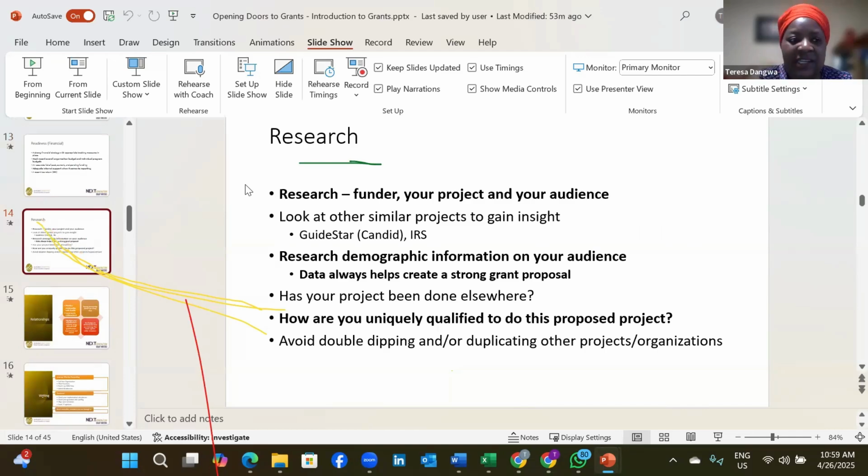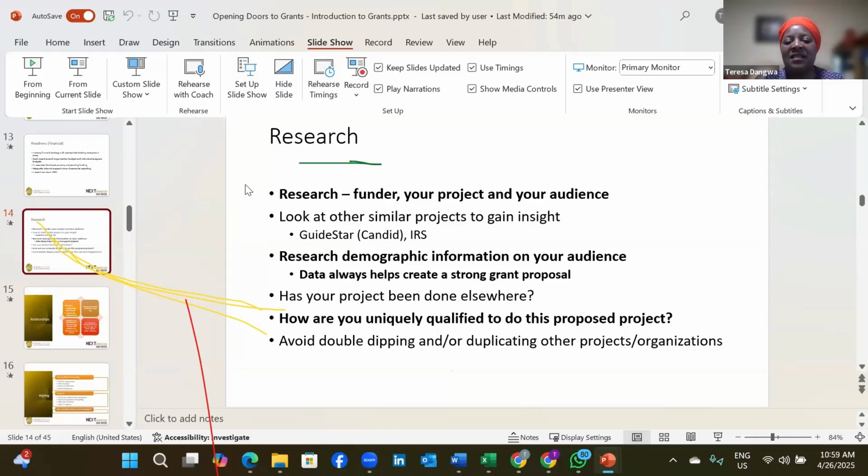Research, then, is the second R. You need to research the funder. You need to research your project. You need to research your audience. You can't write an effective grant proposal without doing research on who your funder is, your project, and your audience.